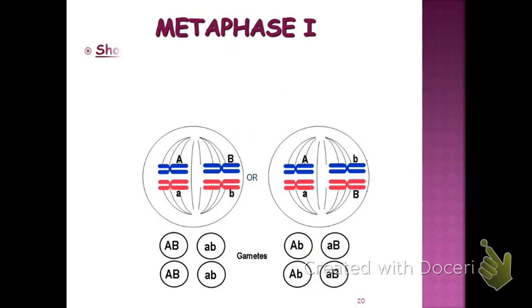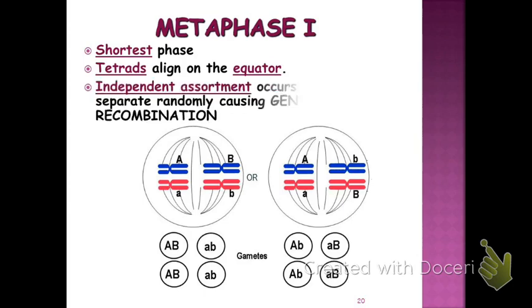In metaphase 1, this is our shortest phase, and this is when we are lining up those tetrads along the equator. Okay? This is also when independent assortment occurs. So you need to highlight this, star it, or something. Okay, this is important. Independent assortment occurs, right? This means that these homologous chromosomes, they line up in a random order.